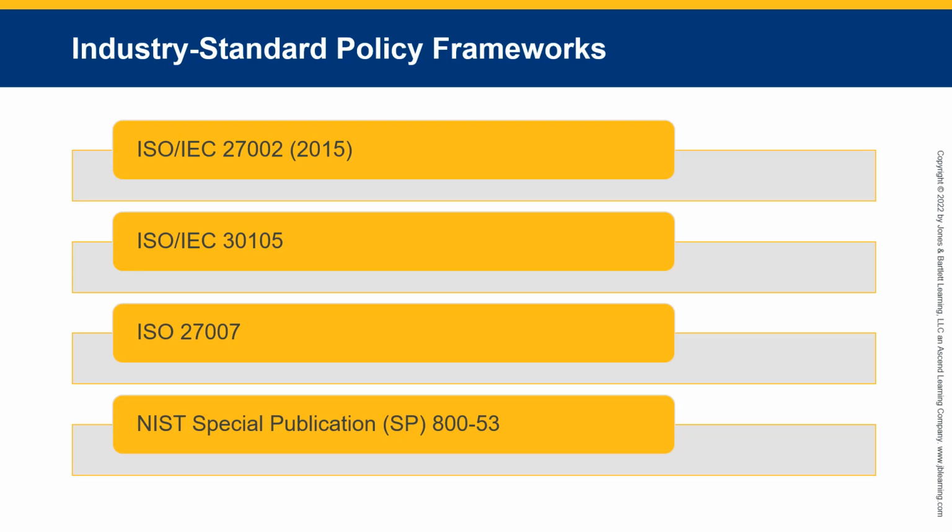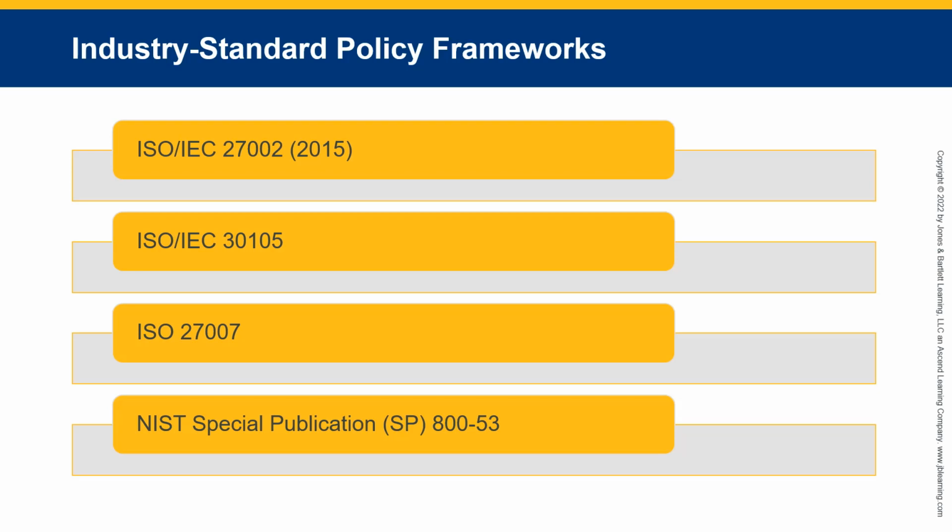ISO 27007. This standard, Information Technology Security Techniques Guidelines for Information Security Systems Auditing, was published in 2011 and was revised in 2017. When it was revised again in 2020, the name was changed to Information Security, Cybersecurity, and Privacy Protection.